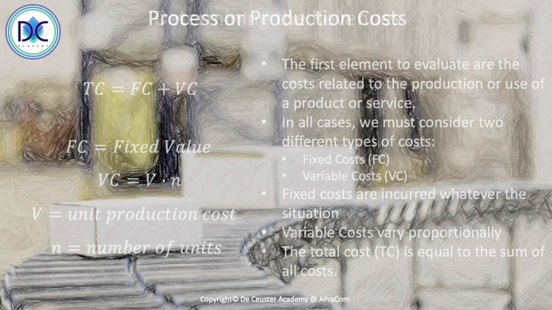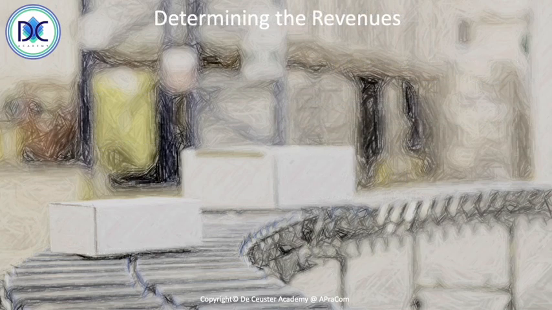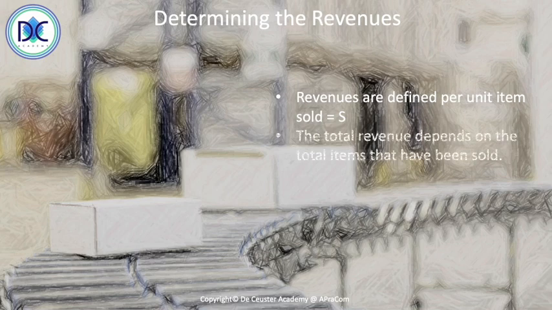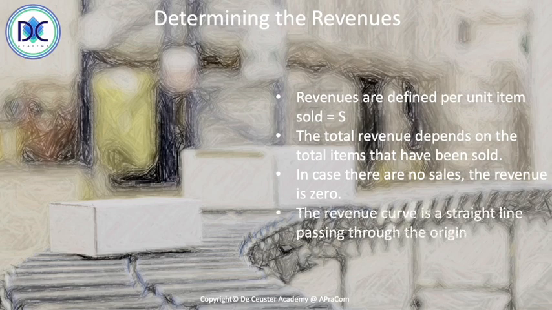The second element to determine are the revenues. The revenues are defined per unit item sold. So every time when we sell an item, we get a certain amount S. The total revenue depends on the total number of items that have been sold, and in case there are no sales, the revenue of course is zero. So the revenue curve is a straight line passing through the origin. The formulas are very simple. The revenue is equal to the unit revenue multiplied with the units sold, so S times N.